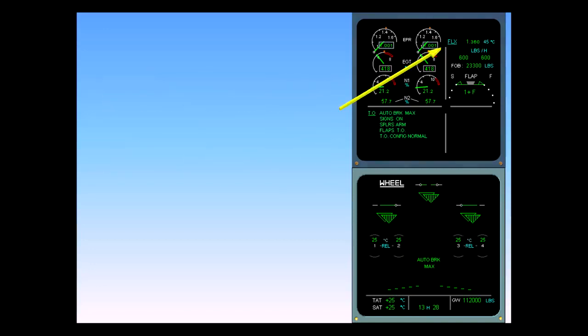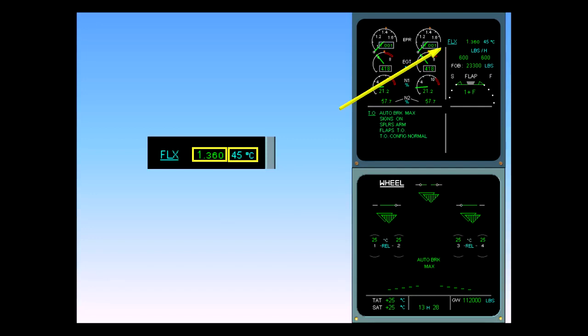Flex is used for a reduced thrust takeoff. To achieve the thrust reduction, an assumed temperature, or flex, is used. For example, 45 degrees Celsius. The flex temperature is displayed beside the EPR rating limit. This means that the engines will perform as if the takeoff was made at full power with outside air temperature at the flex value. The result is that the actual takeoff thrust is reduced, which helps to prolong engine life.